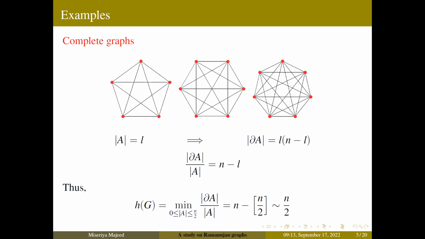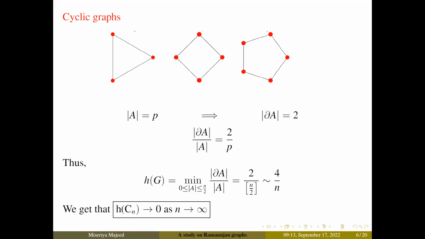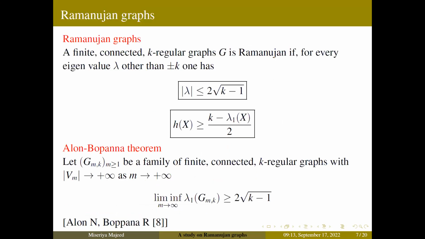These are some examples of expander graphs. Complete graphs are expander graphs which have the Cheeger constant approximately equal to n by 2. Cyclic graphs are not expander graphs; their Cheeger constant converges to 0 as the value of n increases. That is, the higher the value of n, the more the Cheeger constant decreases, that is, reduces to 0.